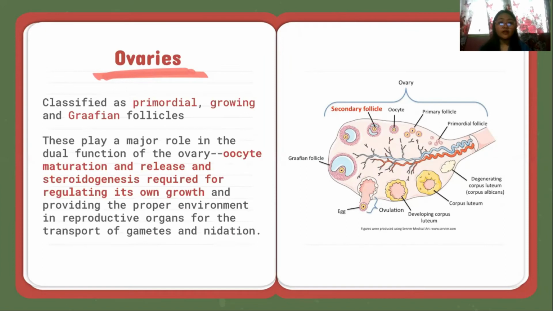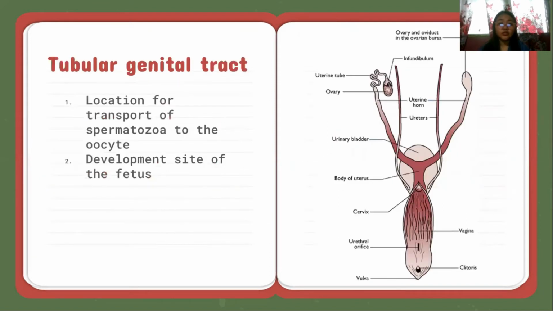Next, we have the follicles, which are classified as primordial, growing, and Graafian. These play a major role in the dual function of the ovary, which is the oocyte maturation and release of steroidogenesis required for regulating its own growth and providing the proper environment in reproductive organs for the transport of gametes and nidation. Next, we have the tubular genital tract, which is the location for transport of spermatozoa to the oocyte and also the development site of the fetus.